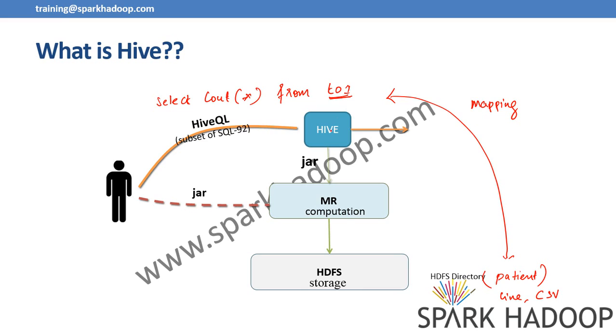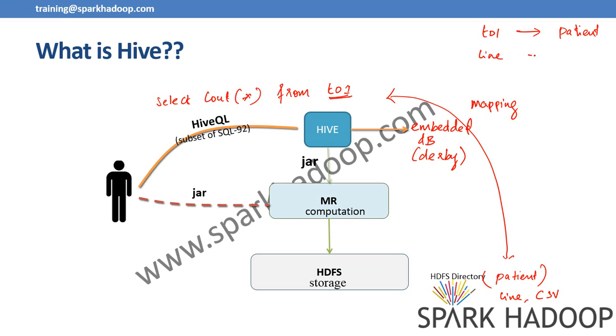And this mapping is stored in Hive. Hive internally stores it in an embedded database by default. So by default, it comes with Derby, which is an internal embedded database for Hive. So this mapping gets stored, where it says the T01 table points to the directory called patient.